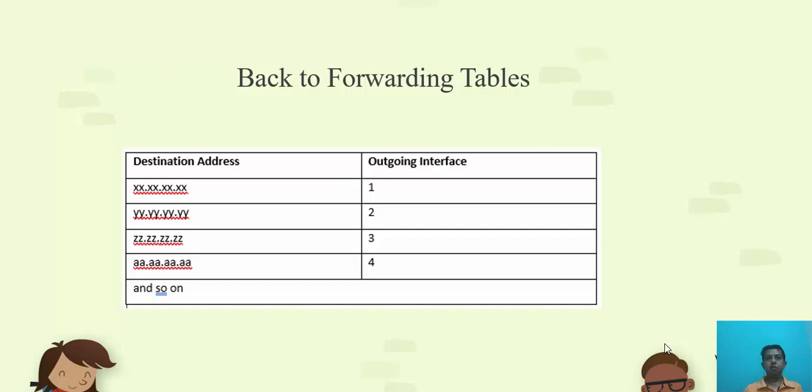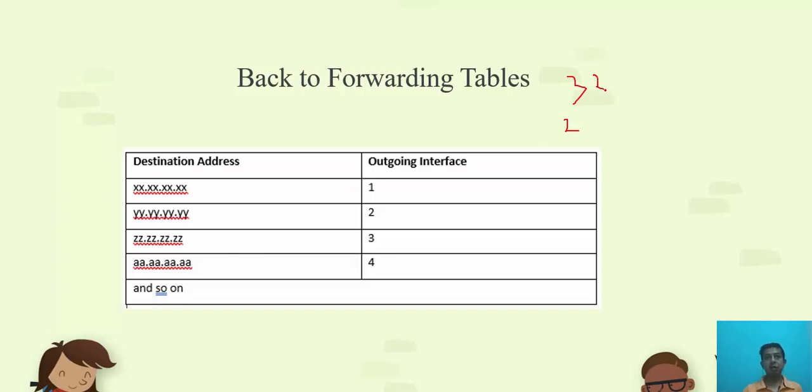Now, let us come back to the forwarding table. We have seen that the forwarding table contains two important pieces of information: the destination address and the corresponding outbound interface. Now, understand that there are millions of destination addresses on the internet. For example, in IPv4, where the address size is 32 bits, theoretically there are a total of 2^32 possible IP addresses, which is a huge number. 2^32 IP addresses. It's a big, big number.